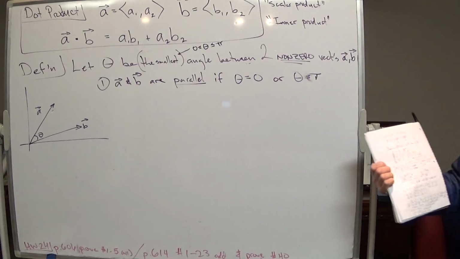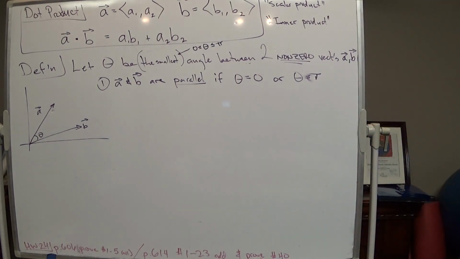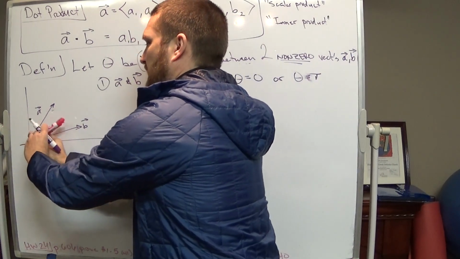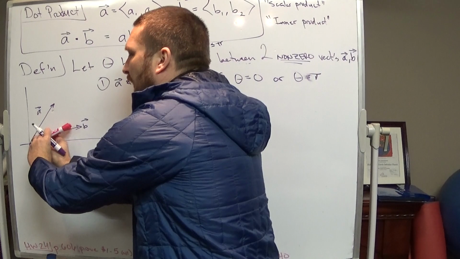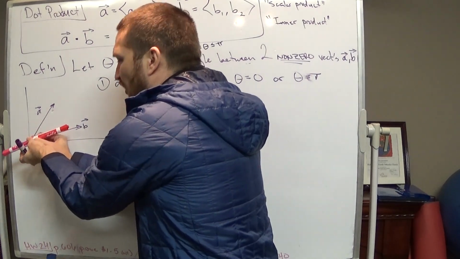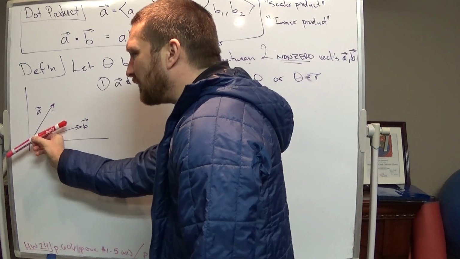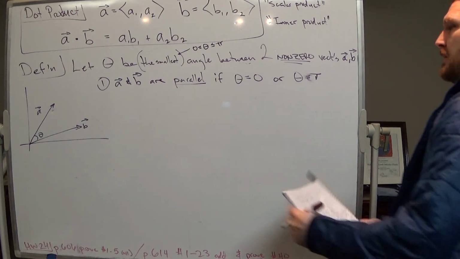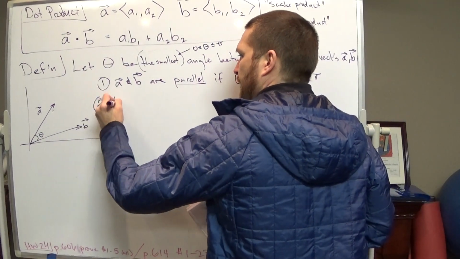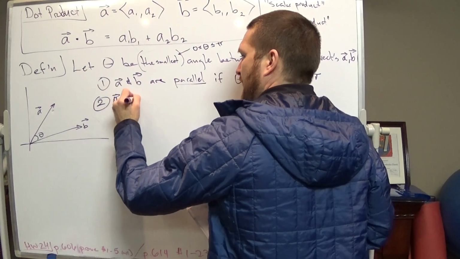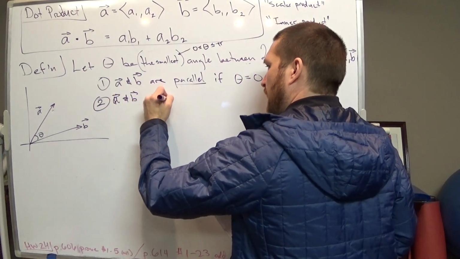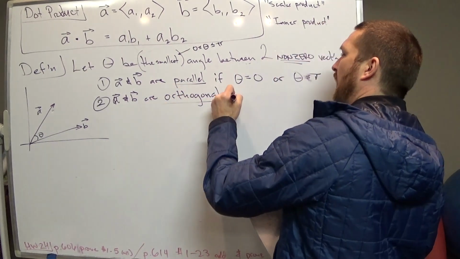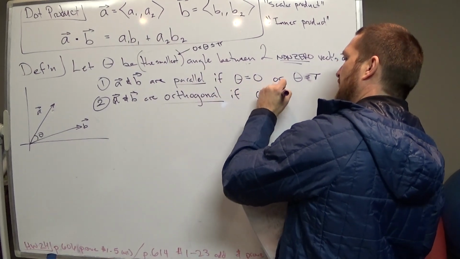That makes sense, right? We have vector B, vector A. If A and B coincide, that's kind of what we think of as being parallel. If they go that way, that's also kind of what we think about as being parallel, right? So it's a pretty decent definition. And this is two: A and B are orthogonal if theta is equal to pi over 2.